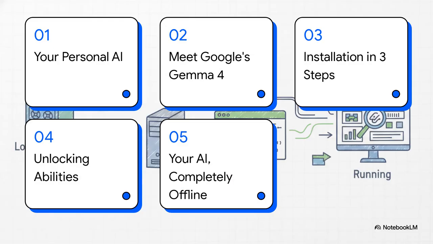So here's what we're going to cover. First, we'll talk about why you'd even want a personal AI power plant on your own machine. Then, we'll get properly introduced to Google's Gemma 4. After that, I'll walk you through a super simple 3-step install. We'll unlock some of its really cool special abilities, and then wrap up by talking about what it means to have an AI that is truly, completely offline.